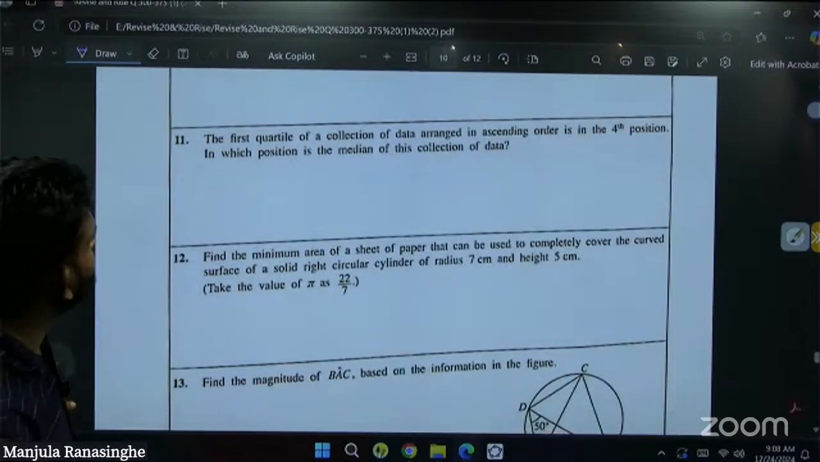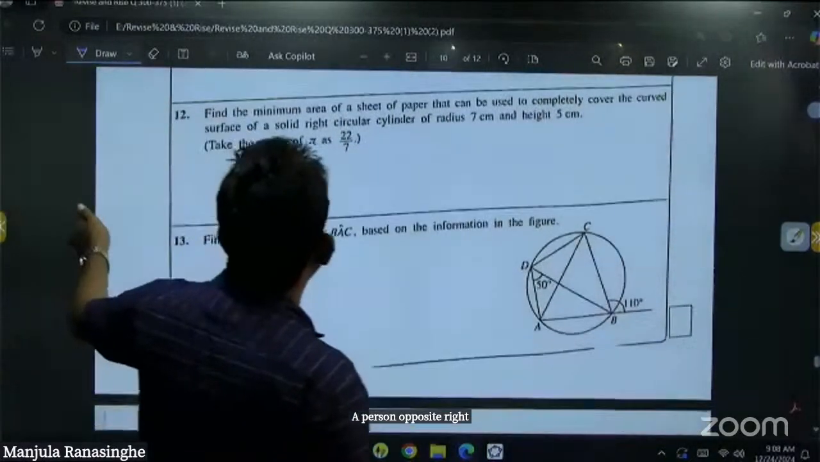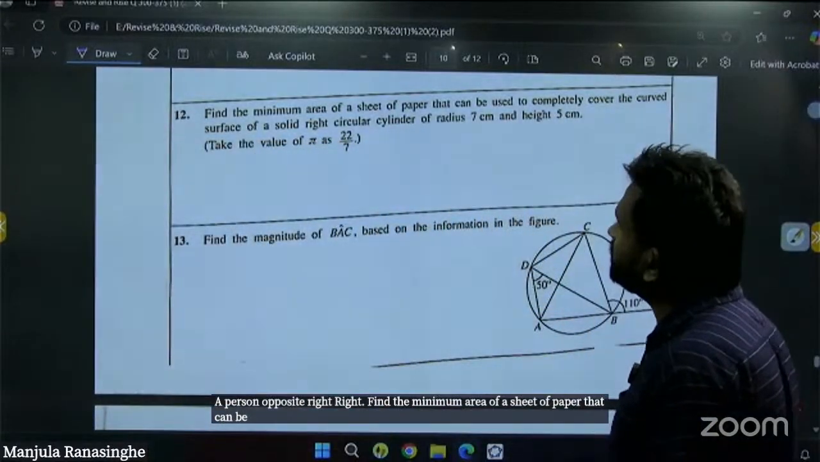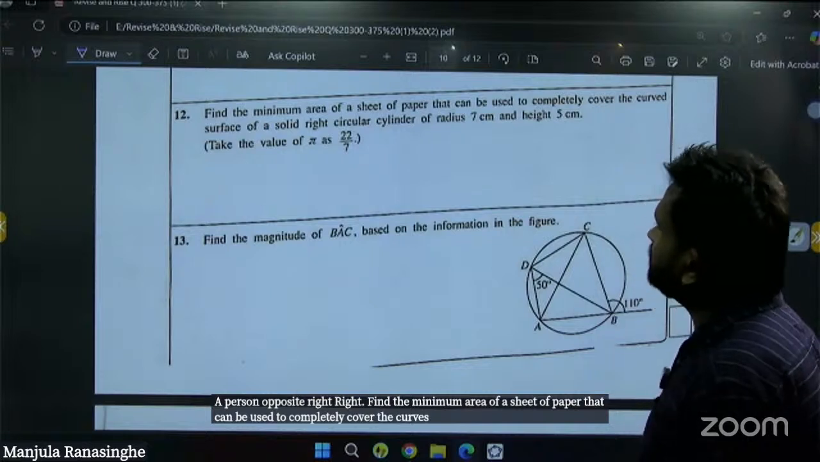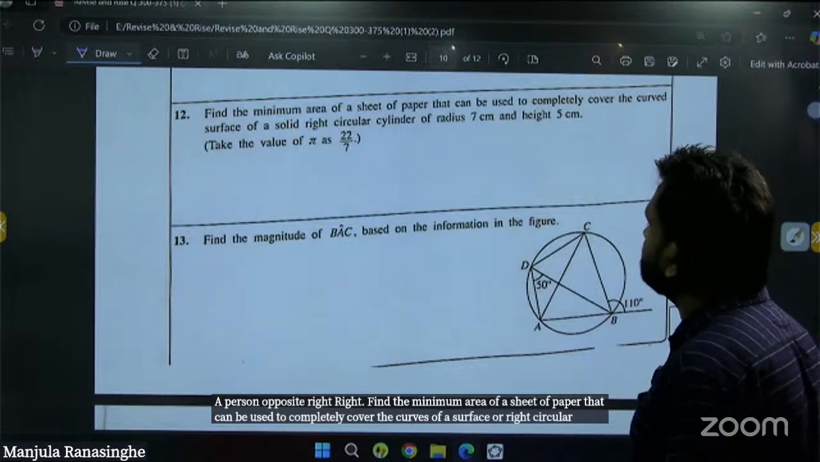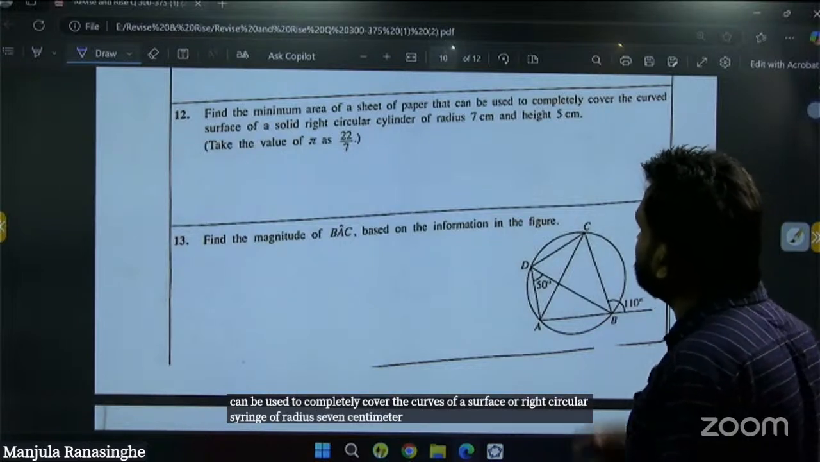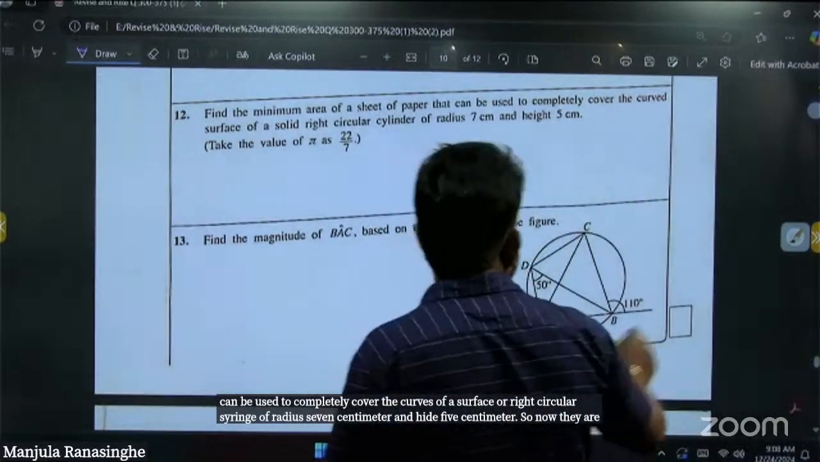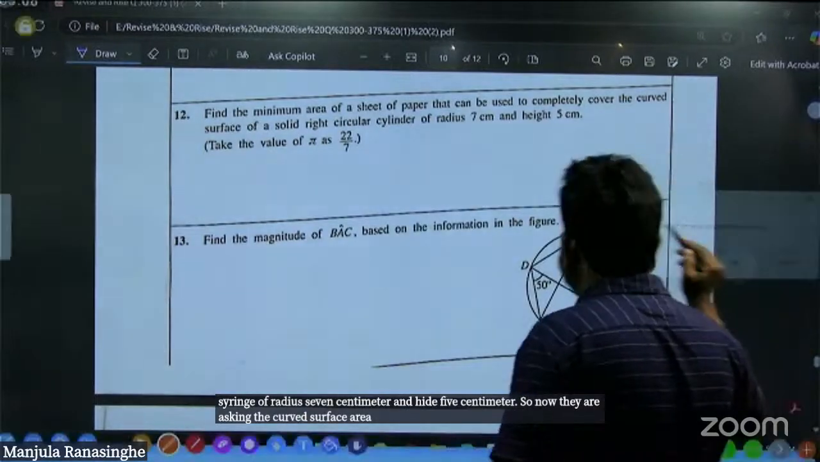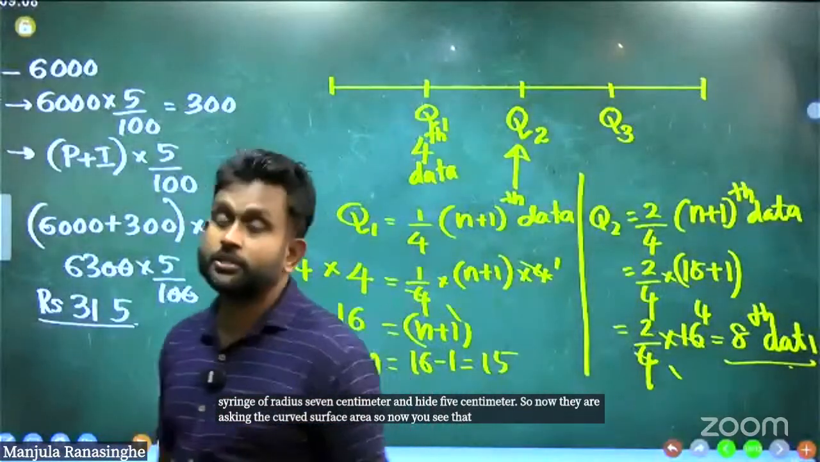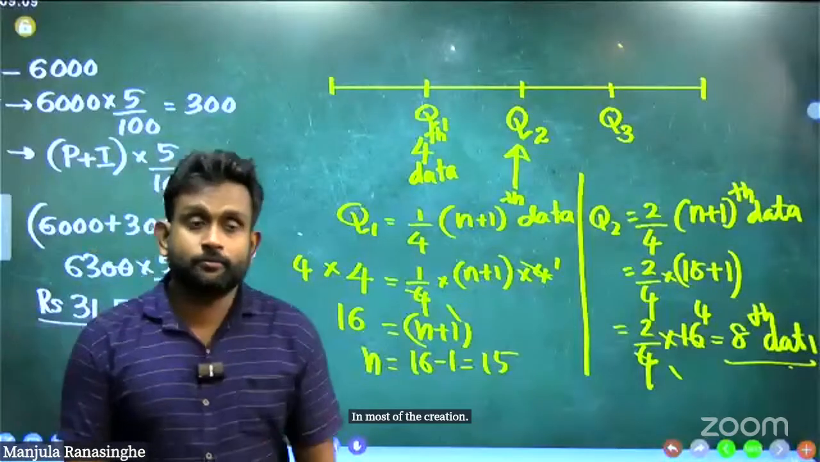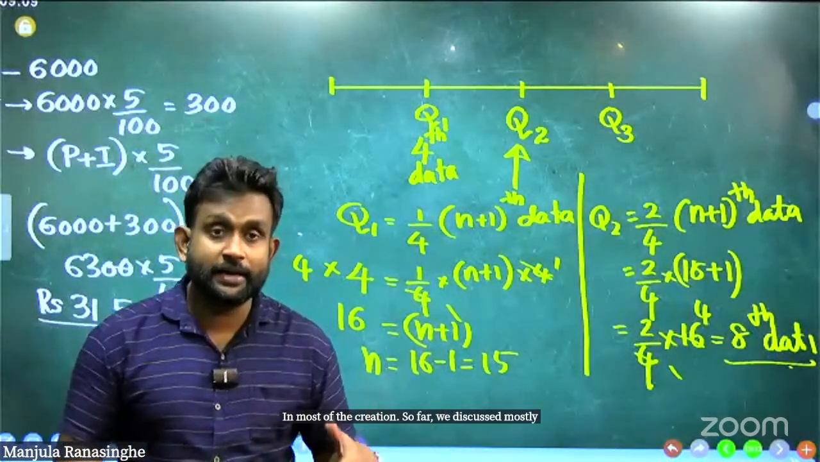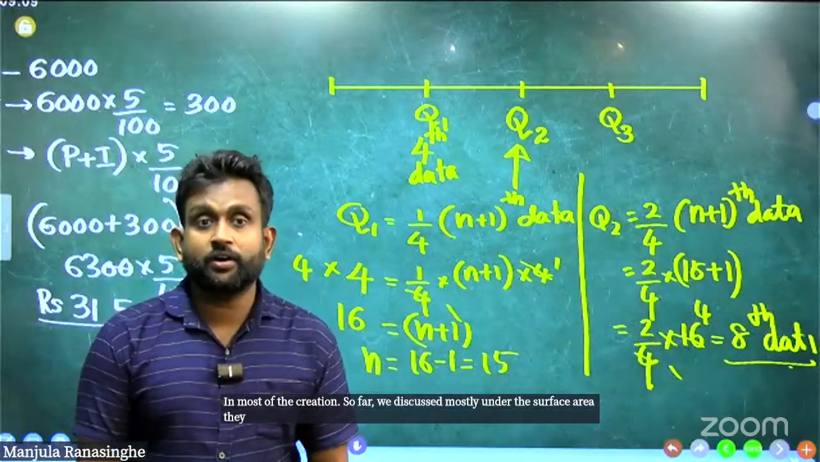Right. Find the minimum area of a sheet of paper that can be used to completely cover the curved surface of a solid right circular cylinder of radius 7 centimeter and height 5 centimeter. So now they are asking for the curved surface area. In most of the questions we have discussed so far under surface area, they are asking for the curved surface area of a cylinder.